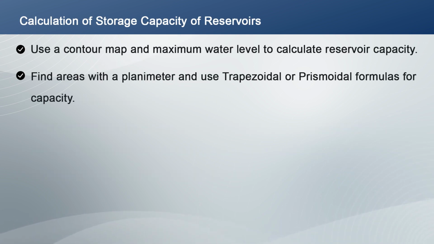The contour map is also used for calculation of storage capacity of reservoirs. The capacity of a reservoir at its dam site may easily be calculated with the help of a contour map. Knowing the maximum water level of the dam and the contour interval, the area enclosed at respective elevations may be found out by the planimeter. The capacity of the reservoir may then be computed by using trapezoidal or prismoidal formulae.